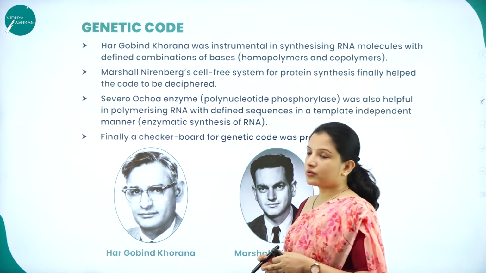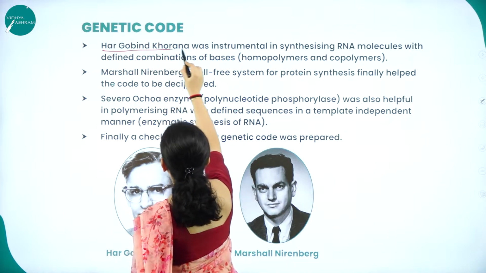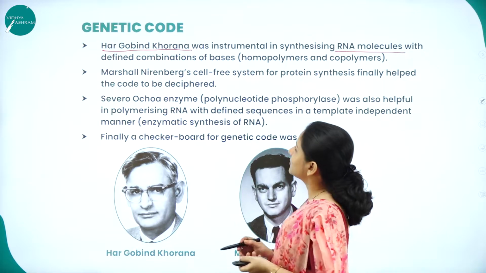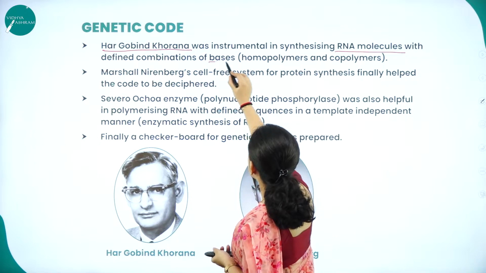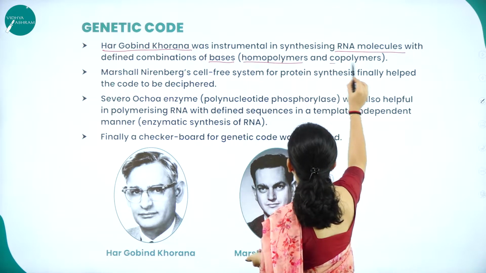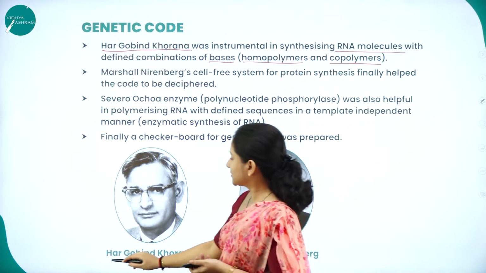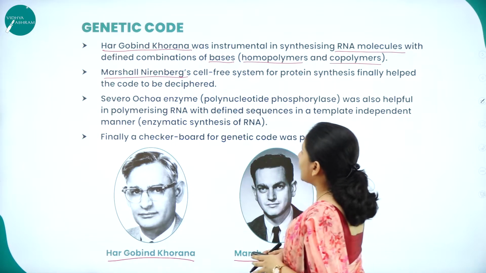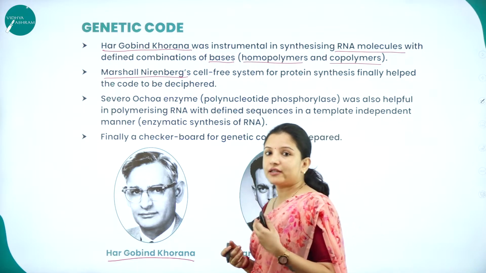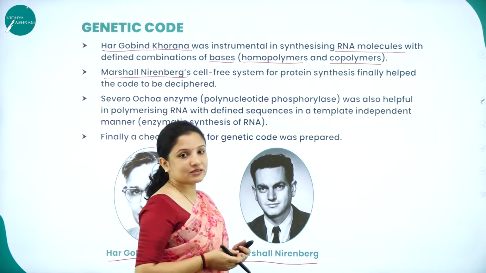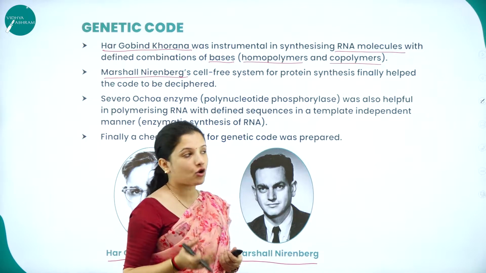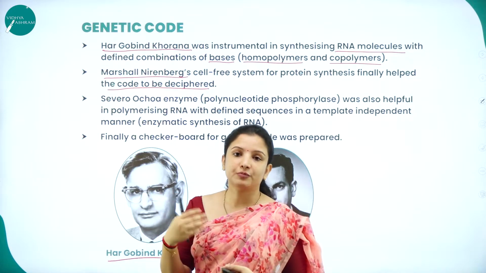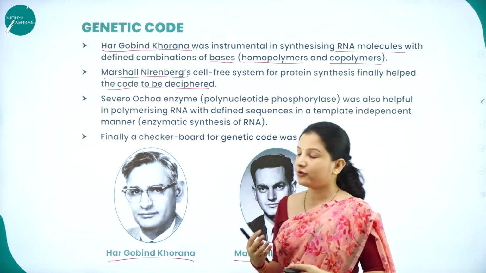And next, one more scientist, Hargobind Khurana. He was the one who actually synthesized RNA molecules with defined combinations of bases. He synthesized both homopolymers and copolymers, and there was one more scientist, Marshall Nirenberg. He gave a system called the cell-free system for protein synthesis, and this cell-free system also helped in cracking the code, that is, how exactly the codes have to be put forward if we need to understand the process of amino acid synthesis.